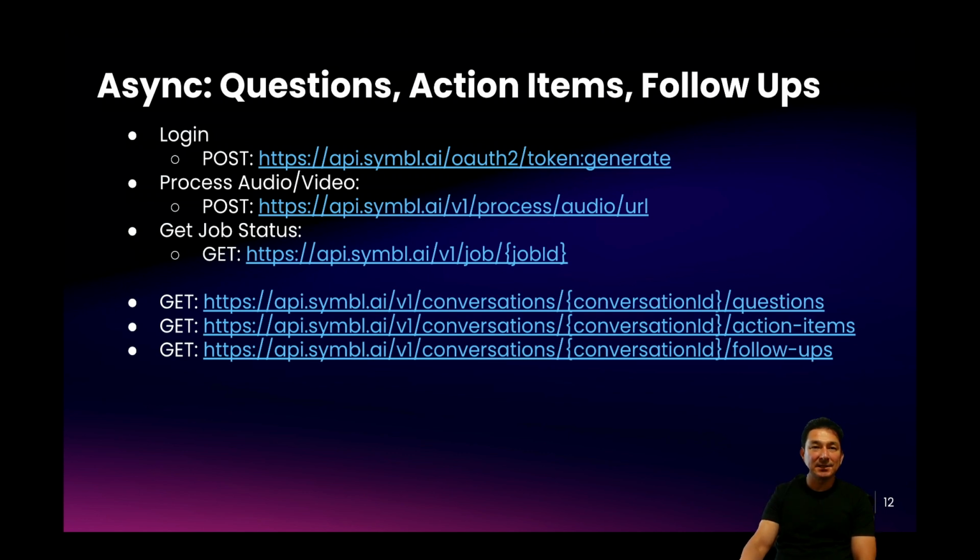Obtaining questions, action items, and follow-ups is as simple as making a GET-style REST call, as you can see here. The resulting JSON for all three of these asynchronous API calls are pretty similar to their real-time WebSocket counterparts. So we'll take a look at what the resulting real-time WebSocket calls look like.